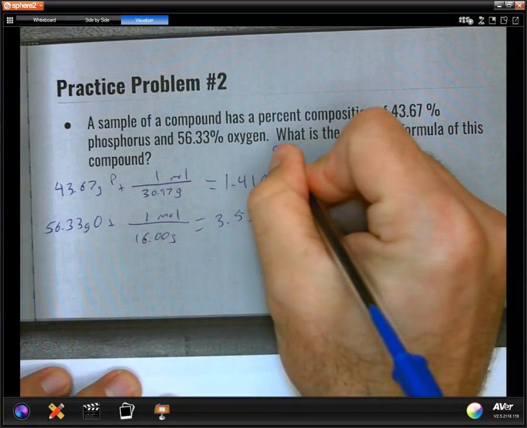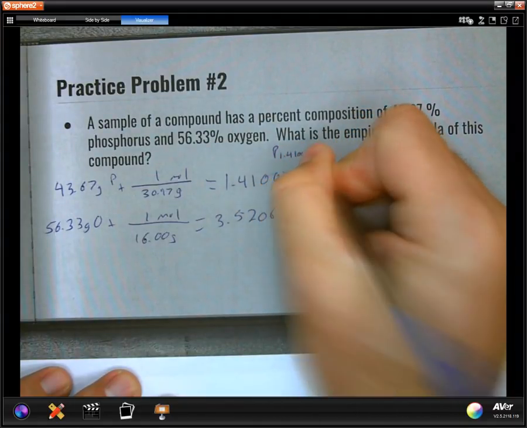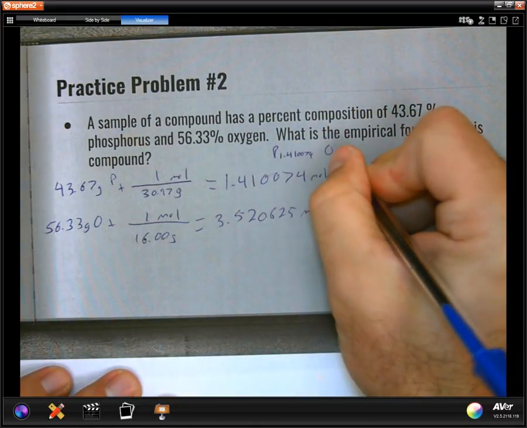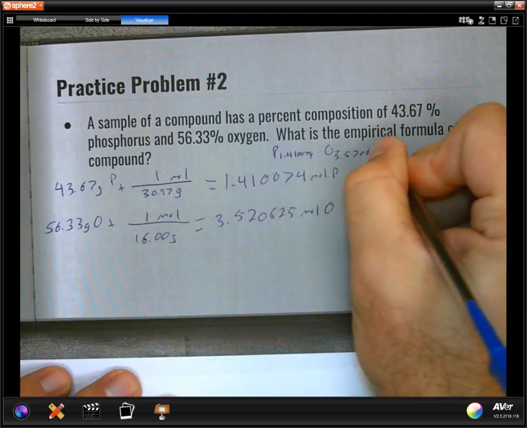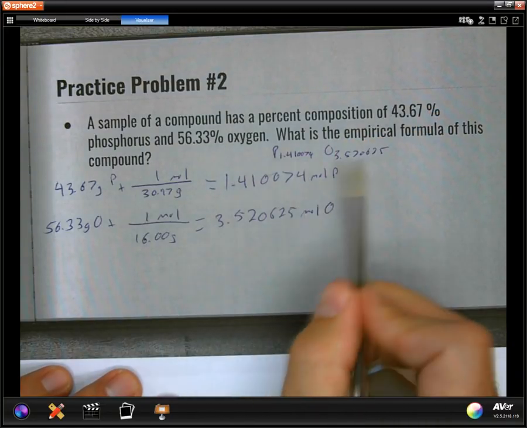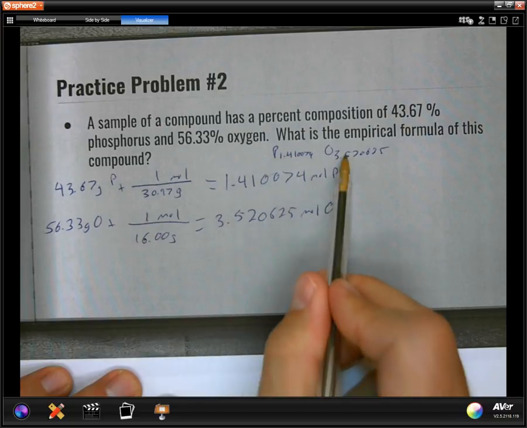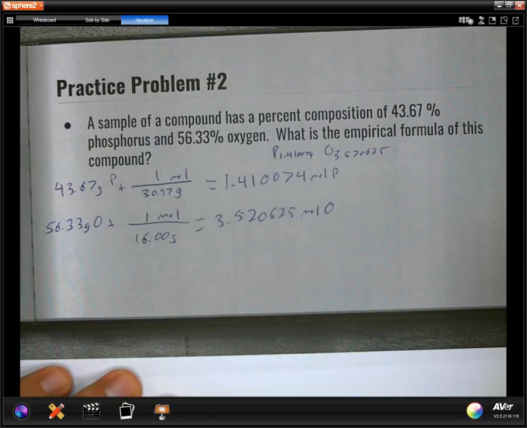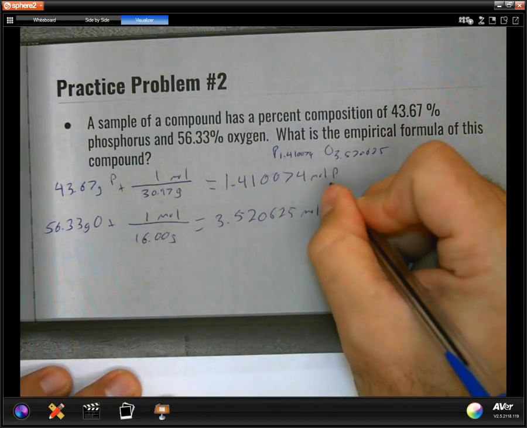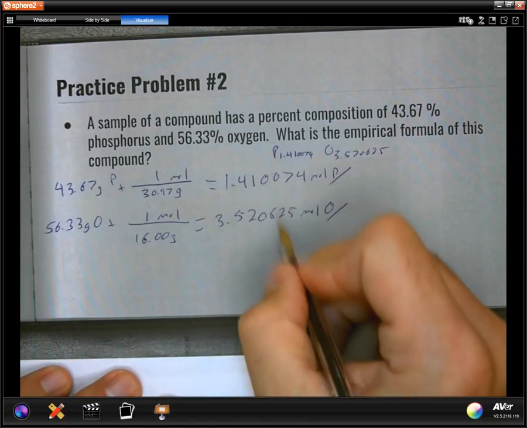All right, so now this is the ratio that you're dealing with. You have 1.410074 phosphorus to every 3.520625 oxygens. However, I cannot write this down because all chemical formulas need to be in whole numbers. These are not whole numbers. So what we're going to do is normalize it by 1. How do I normalize it by 1? I'm going to divide these by the lowest number.